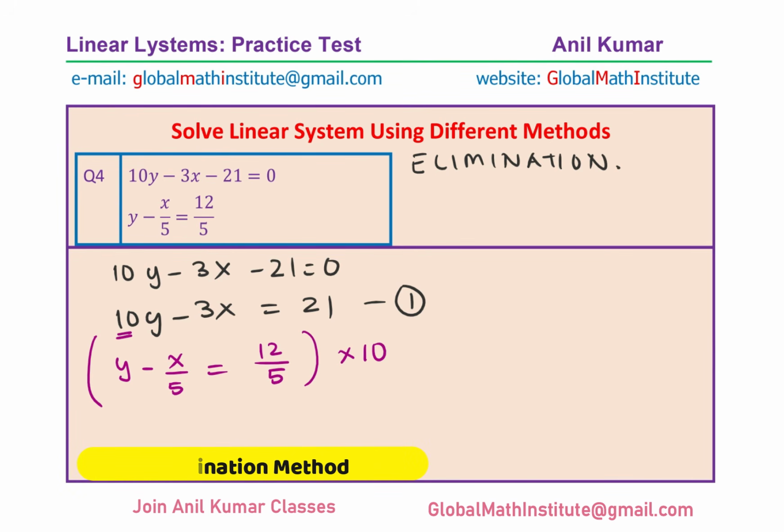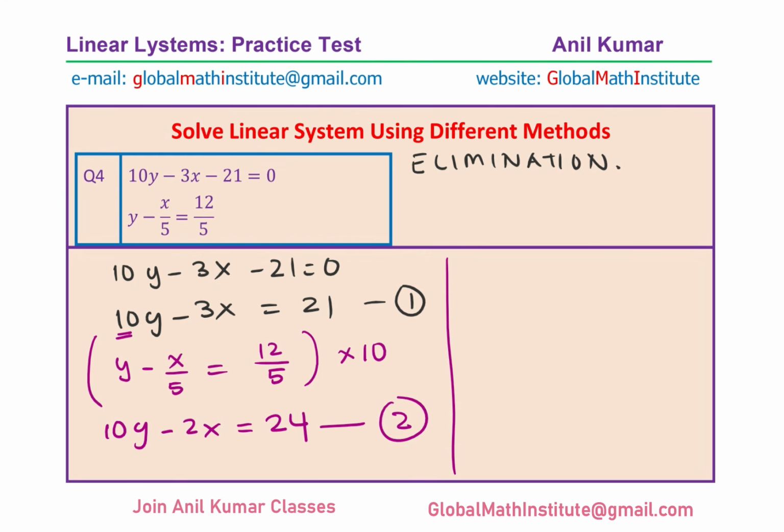Second, we can make the same coefficient as for the first one for y, right? So if I multiply by 10, I get 10y minus 2x equals 24. Makes sense? Because 10 divided by 5 is 2, so 2 times 12 is 24. So we get our second equation, which is 10y minus 2x equals 24. And now we can eliminate y. So elimination is done. We can do equation 1 minus equation 2.